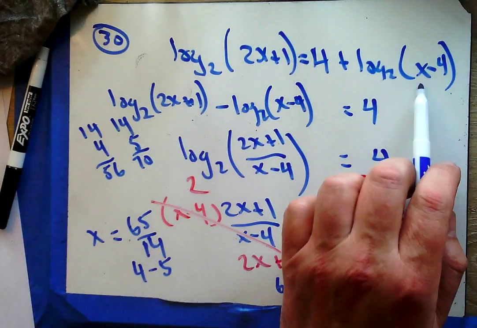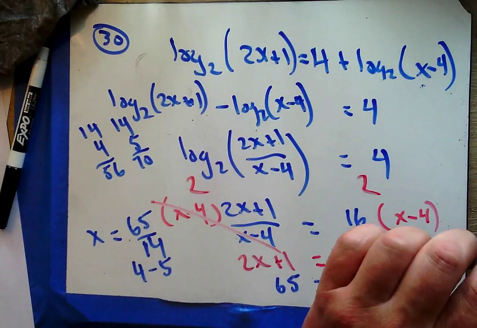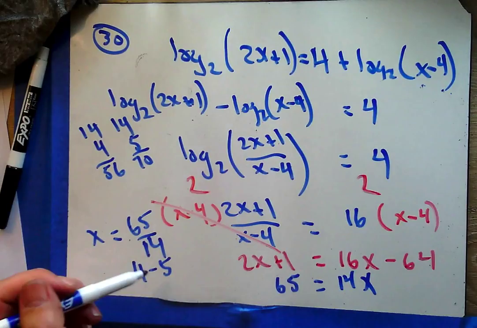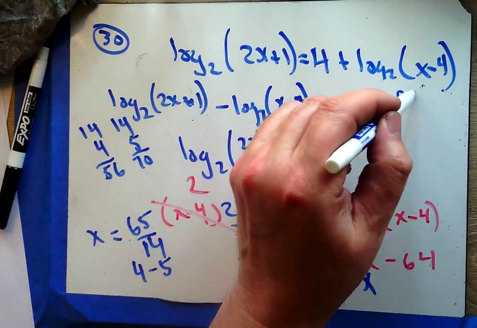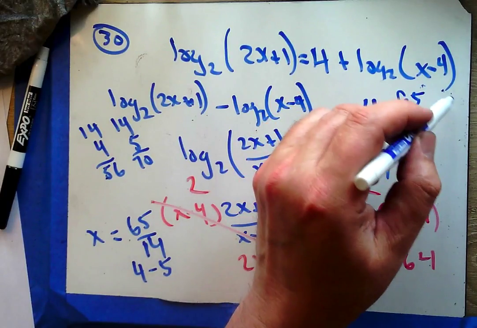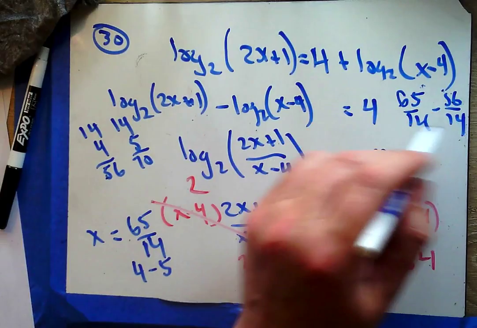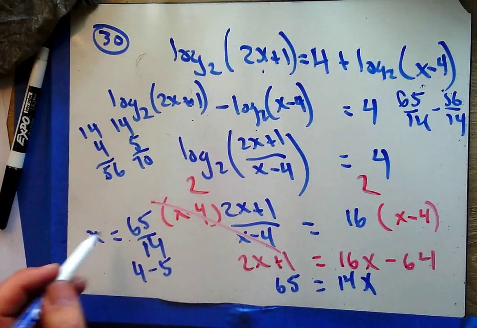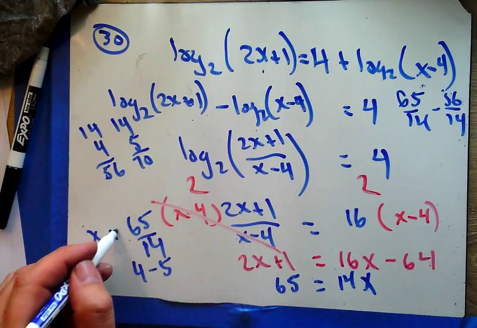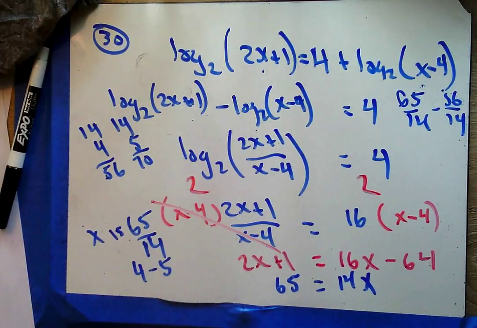Well, what's going to happen here? So 4 is 56 fourteenths, right? So I've got 65 fourteenths minus 56 fourteenths. Yes, that's still a positive number. And over here, I'm going to get a positive number as well. And so I feel pretty confident with this. X is 65 over 14.